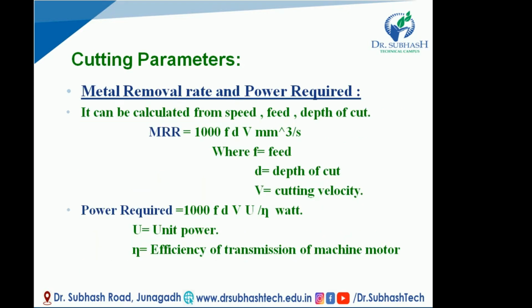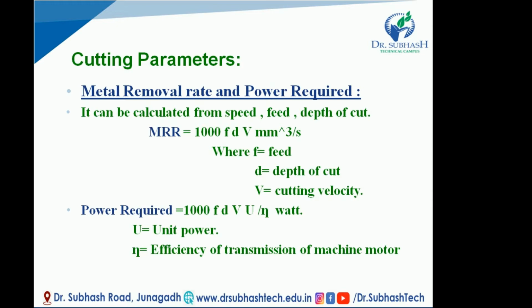Now, the cutting parameters, material removal rate and power required. It may be asked in your examination many times, for example, it may be asked in the GTU final examination also. So how can we find the material removal rate and power required? It can be calculated from the speed, feed and depth of cut that we have already discussed. Material removal rate is equal to 1000 FDV mm cube per second, where F is the feed, D is the depth of cut and V is the velocity, or we can say cutting velocity. With the use of this formula, we can easily find the material removal rate.